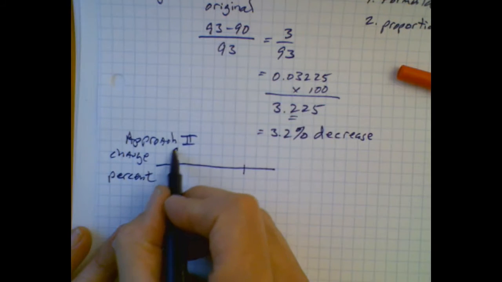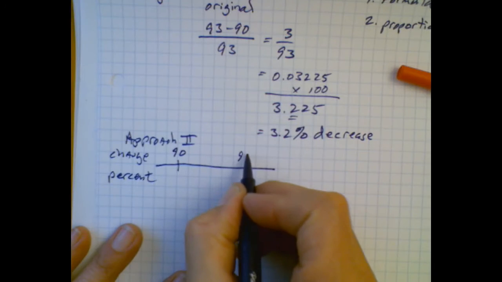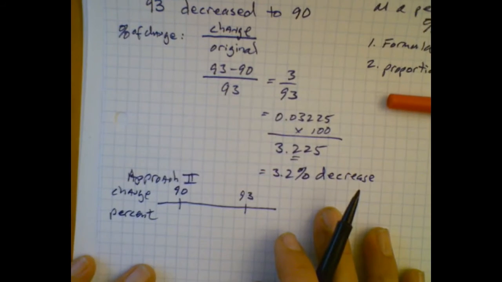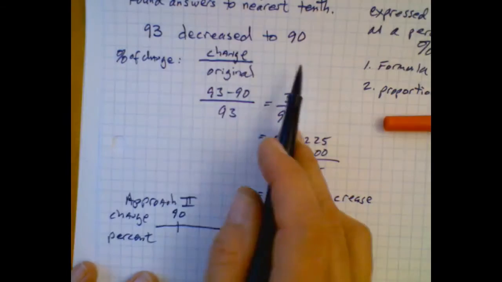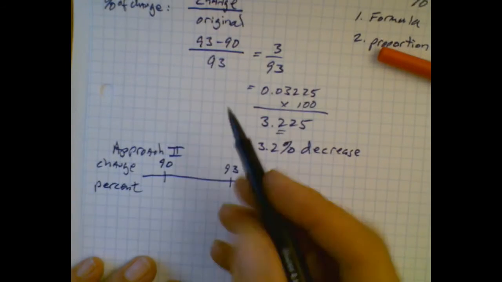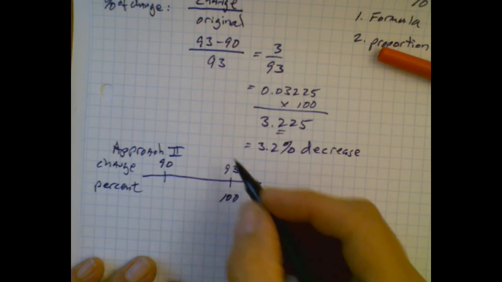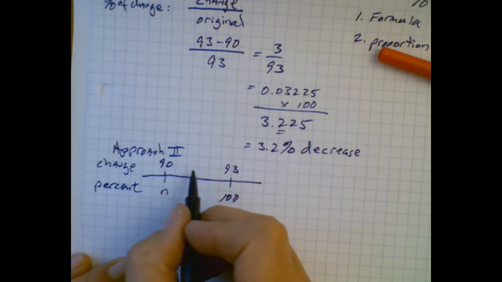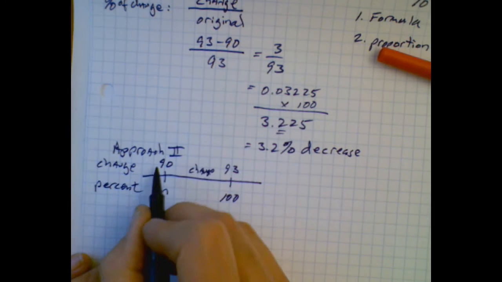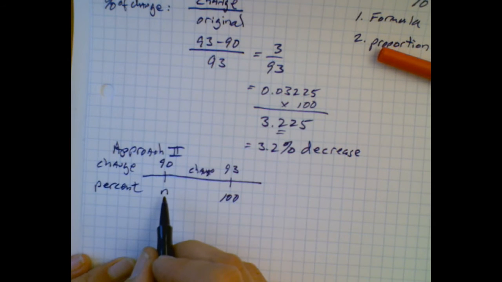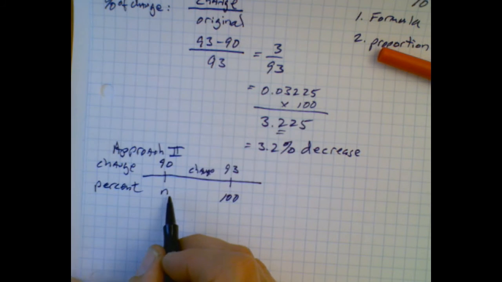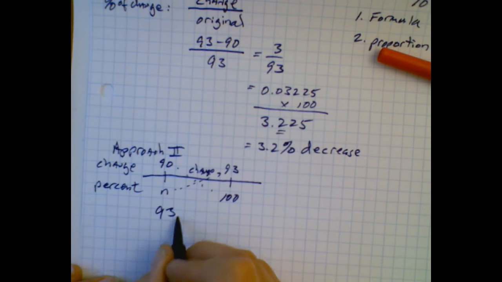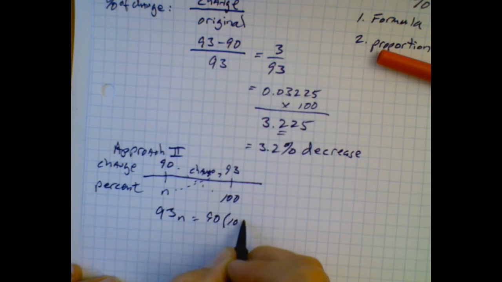So my smaller number was 90. My larger number was 93. The thing I need to pay close attention to again is, where do I start? Well, I'm starting at 93, right? So I'm going from 93 to 90. So I'm comparing to 93. So the 93 represents a whole in this case. What I don't know is, proportionally, what is that? So this is my change, going from the 93 to the 90. And here's my percent that I'm going to calculate for this change. So this allows me to set up a cross product. And I have 93n equals 90 times 100.